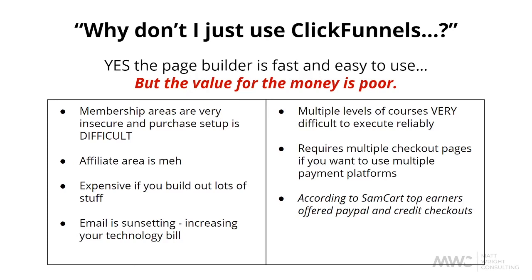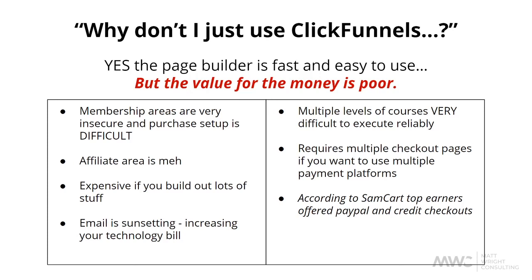Now, here's my experience working with ClickFunnels: the membership areas are very insecure and the purchase setup is difficult. If you want to have people who can buy through PayPal and through credit card, you've got to have separate whole checkout pages. The affiliate area is all right. It doesn't really have the qualification or automation of the legal systems, and it's expensive if you build out more than like 20 funnels and 100 pages. You end up paying $3,086 per year for it, right? As opposed to $1,200 per year with Kartra, right? So already savings of $2,000.